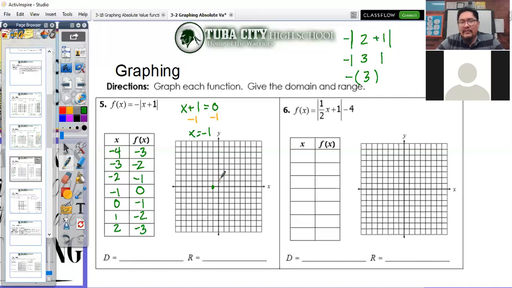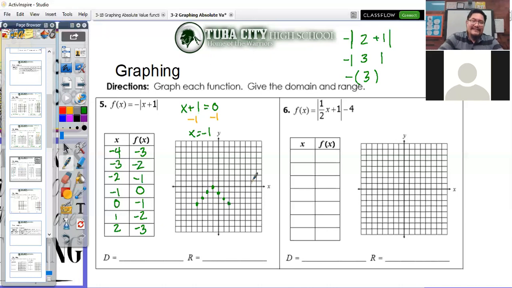All right, now we should have all of the data points we need to fill this graph out. So it's going to be negative 4 down 3, negative 3 down 2, negative 2, negative 1, and then let's see, 0 would be negative 1, 1, negative 2, over 1 down 2, over 2 down 3.